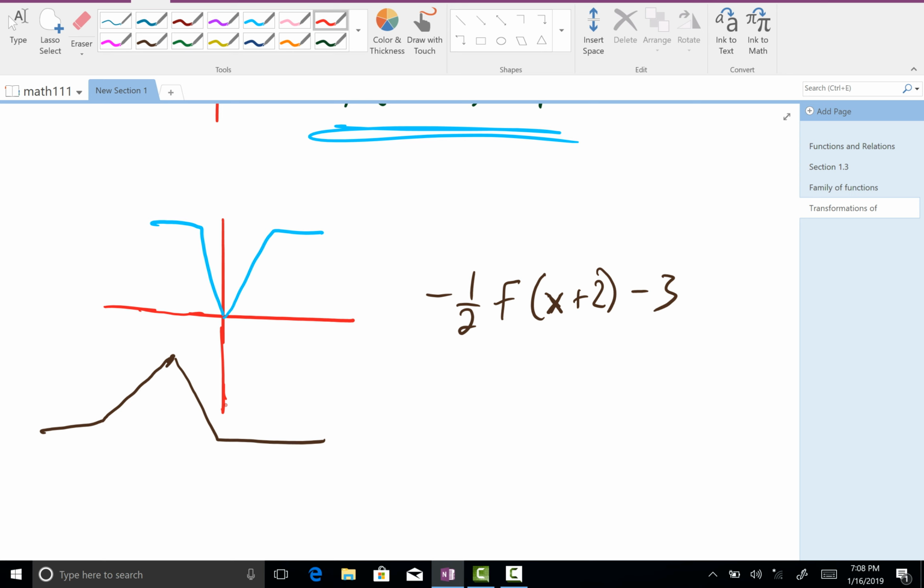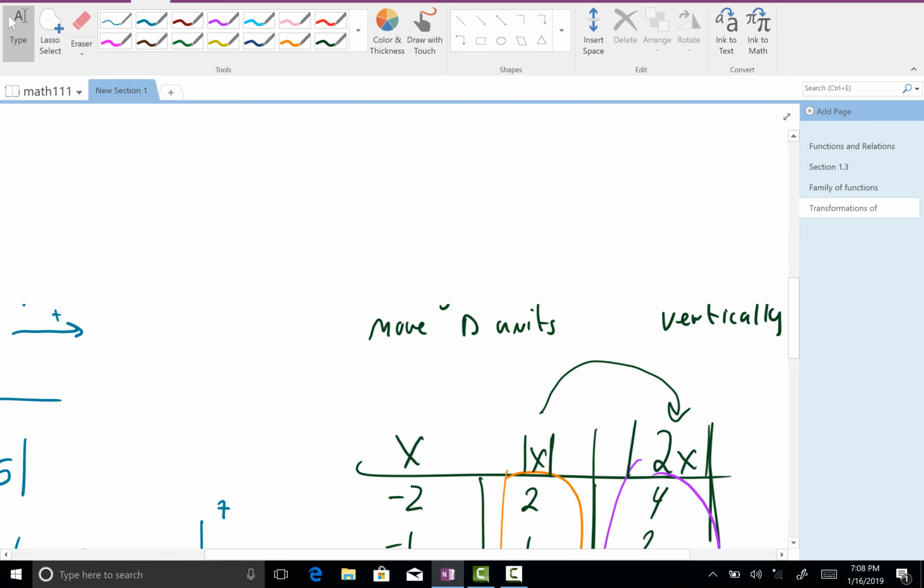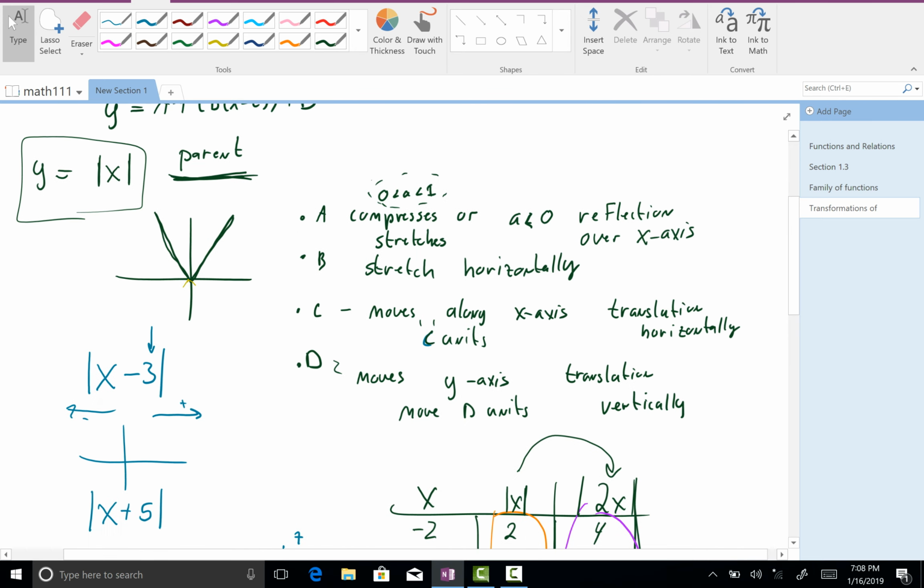So the negative zero reflects it, and then the 1/2 compresses it. Is it always going to compress no matter the number? No. You have to go back up to what you wrote down here. You said that it compresses when the A value is between 0 and 1. Right.